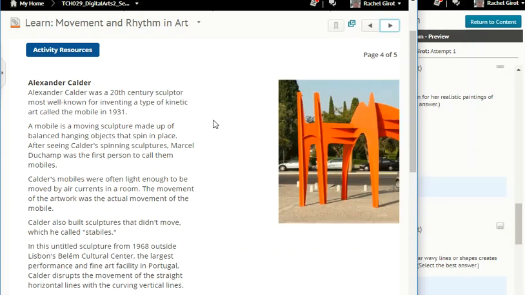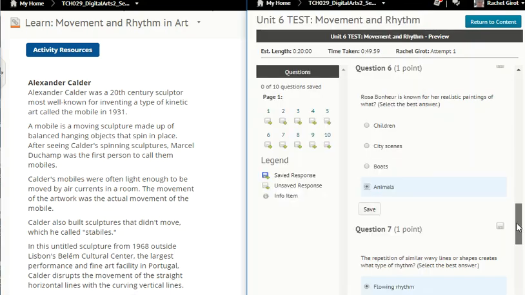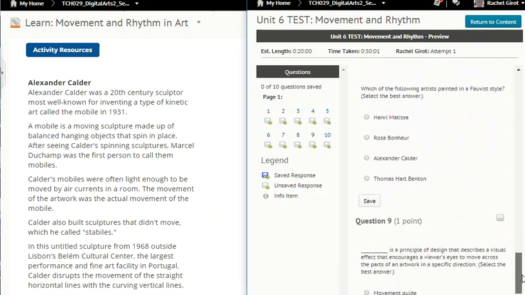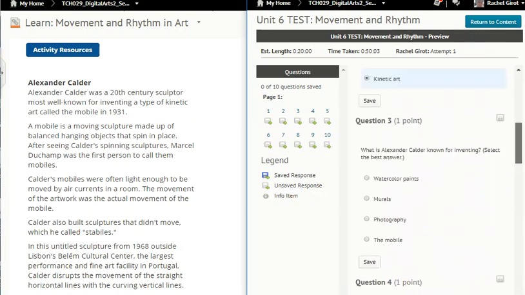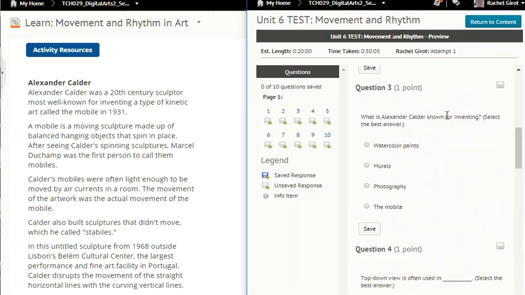Oh, was there a question? We already answered it. Alexander Calder. I know I saw one. Where is it? Alexander Calder. What is he known for inventing? Watercolor paints, murals, photography, or the mobile?